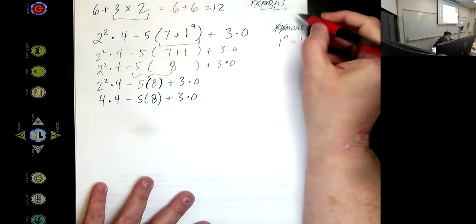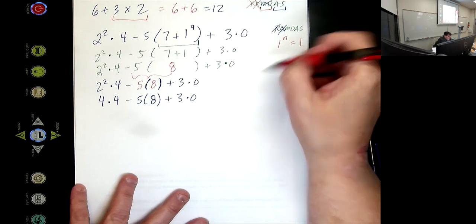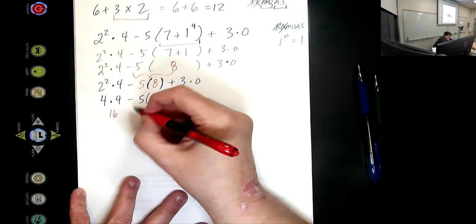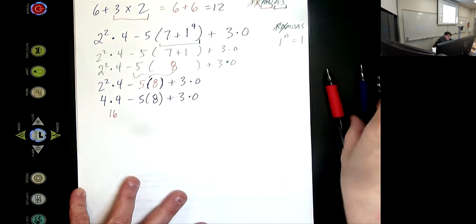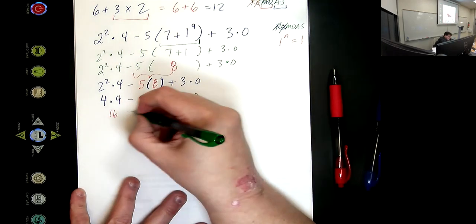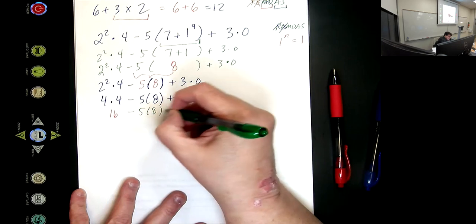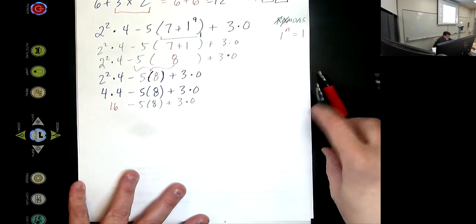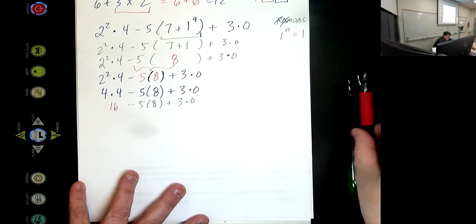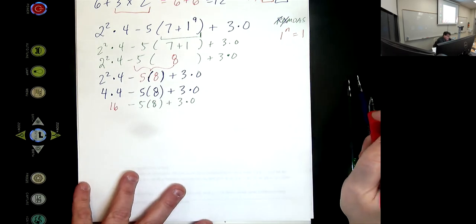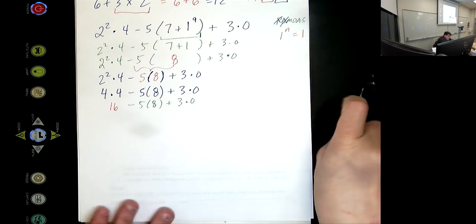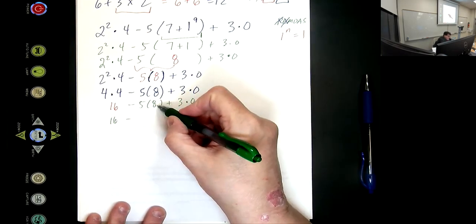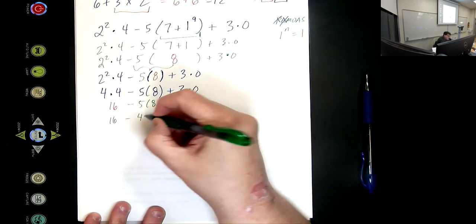Multiplication and division comes next. I will go left to right. 4 times 4 is 16. You can really do the left side or the right side, the 3 times 0, at the same time, but since I said left to right, I'm teaching it that way. And then the next multiplication is the 5 times 8 is 40.